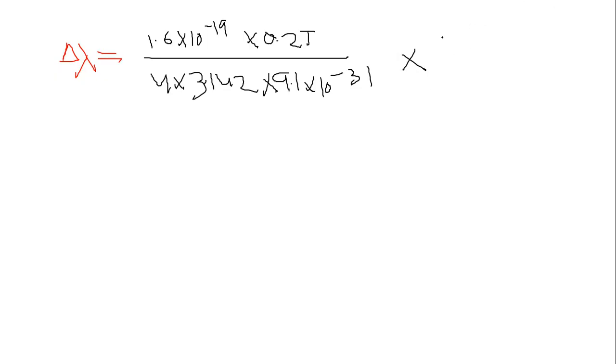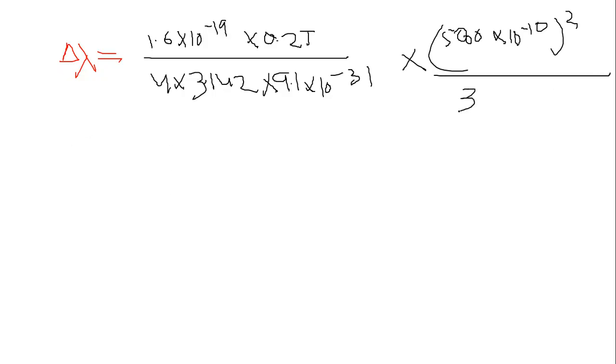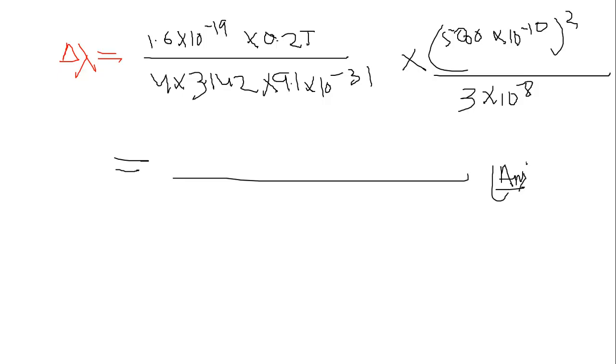Lambda is 5000 Armstrong. 5000 Armstrong is 5000 into 10 to the power minus 10 meter, squared, by c. c is 3 into 10 to the power 8 meter per second, which is the velocity of light in vacuum. If we calculate, we will get the shift in wavelength. So please put all these values, calculate and tell me the answer.